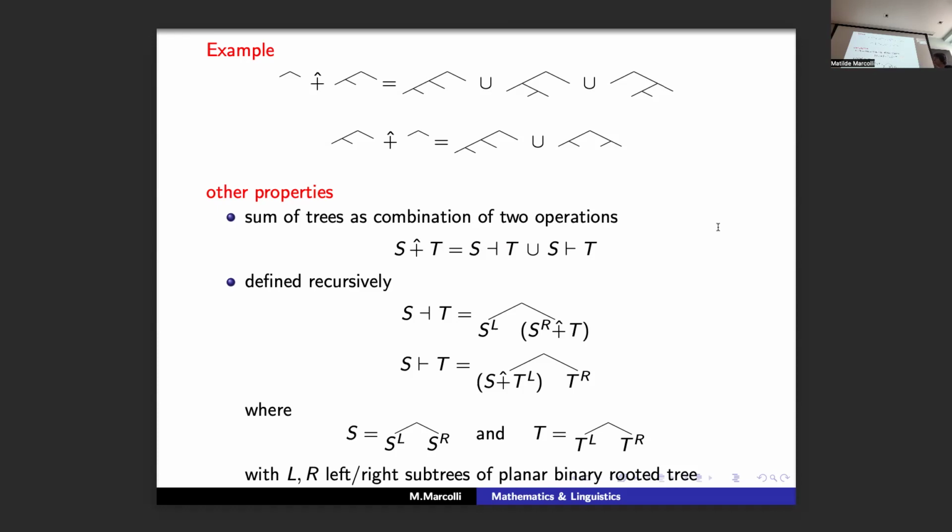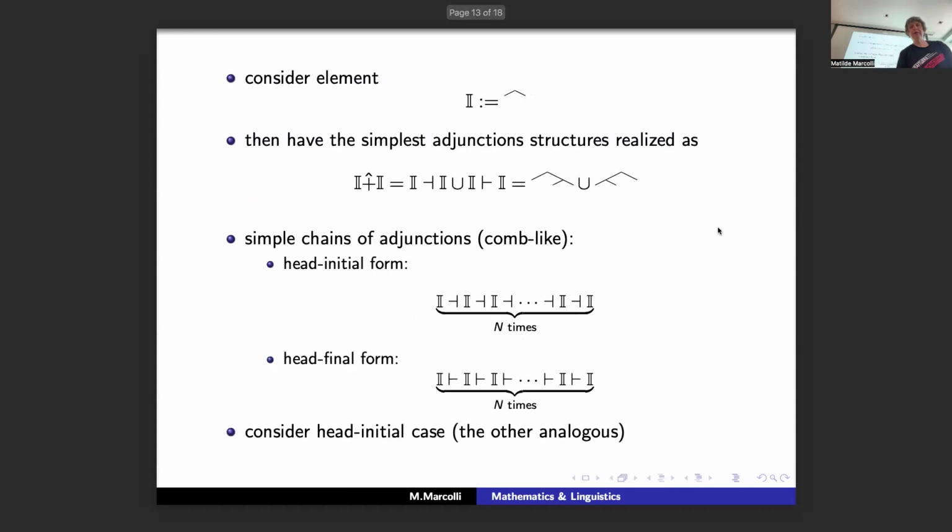And so these are just recursively defined in terms of this sum on the lower level, applied either on the left or on the right. Okay, so why is this useful?